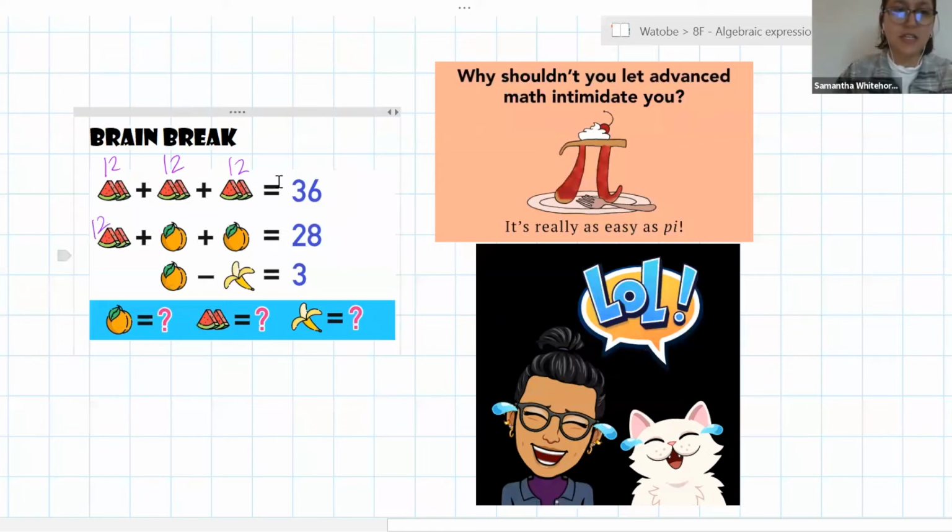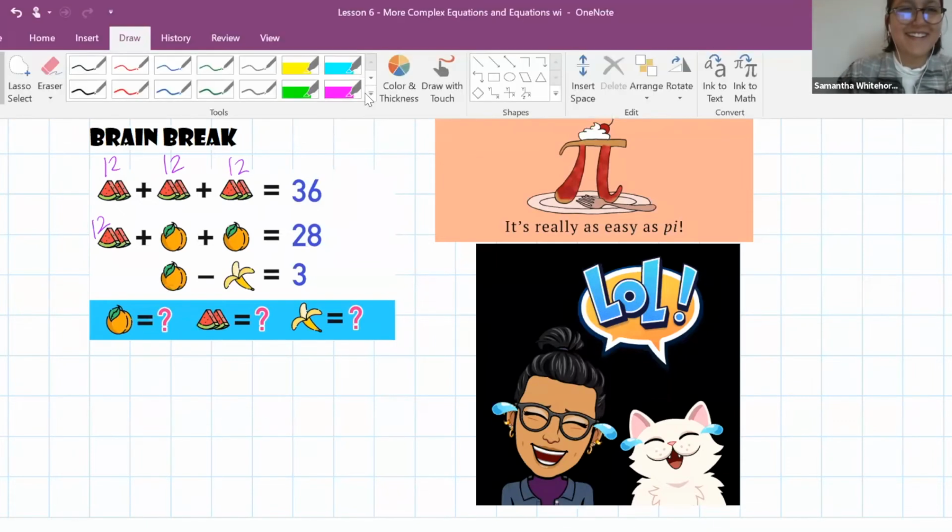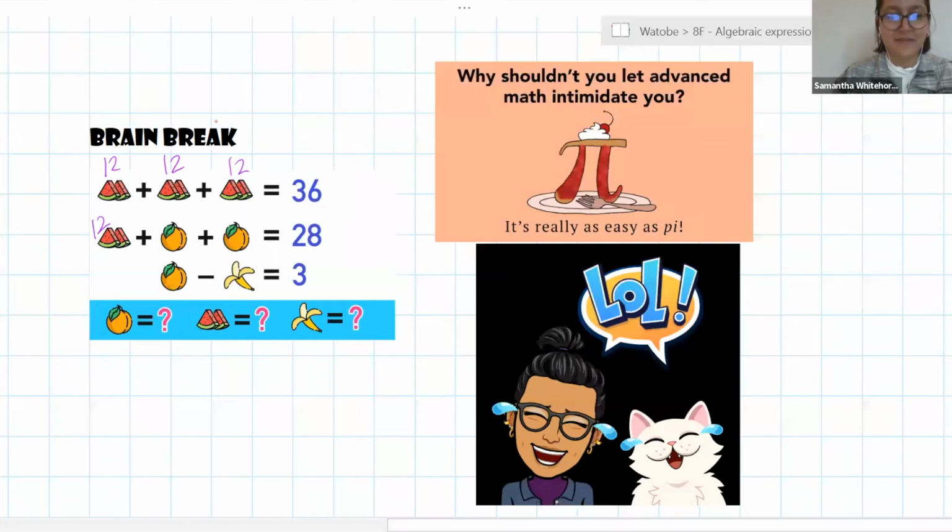Excellent. Do you want to try the next one? Is that a peach? A peach, an orange, whichever you'd like. Okay, 12 plus this plus 12. What is 18 divided by 2? So meaning the peaches are 9. Okay, no, sorry. Are they? Do you agree with me that the peaches are exactly the same value because they're both peaches?